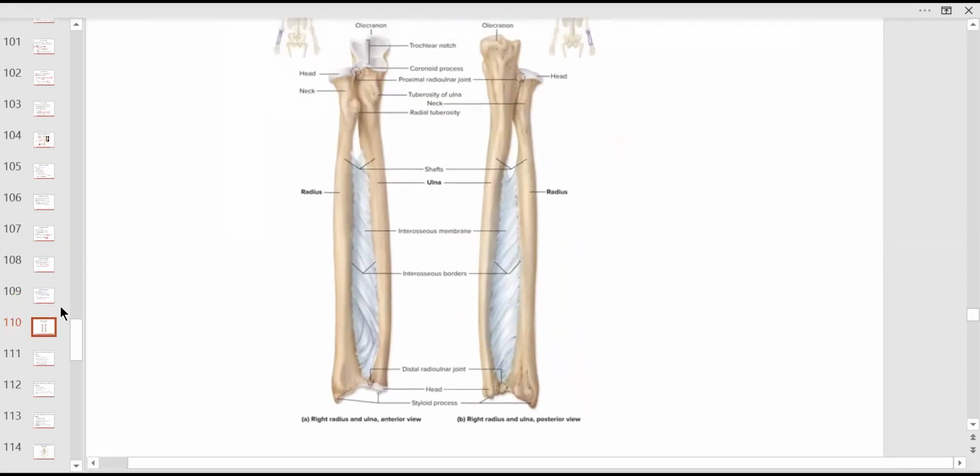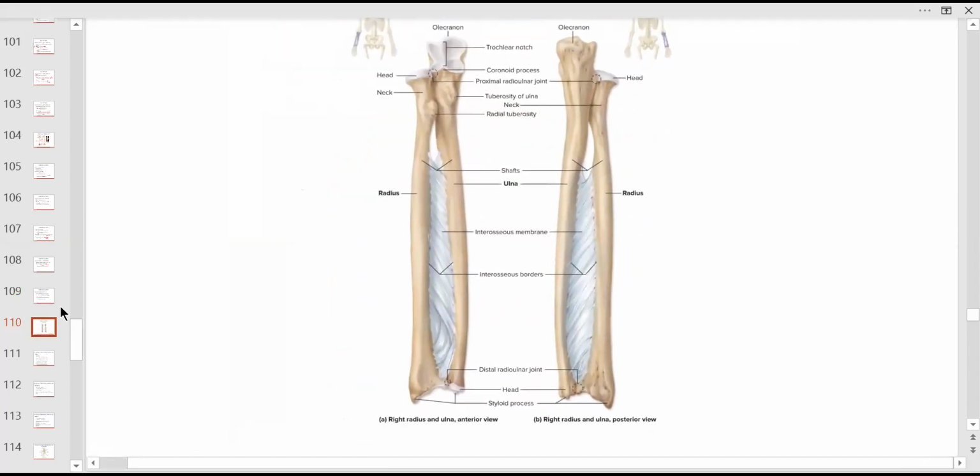So this is two different views of the ulna and the radius. So anterior view, remember the radius, and this is the right side. Look at the point of view. This is your anterior, right, and this is your posterior. This is the right.